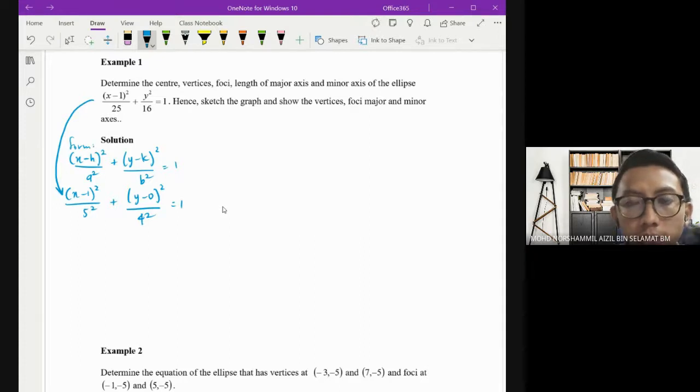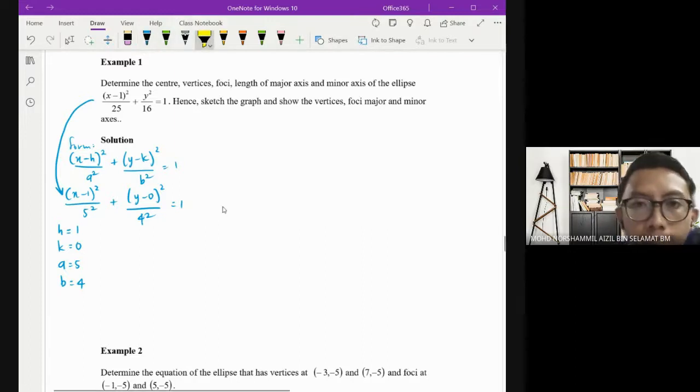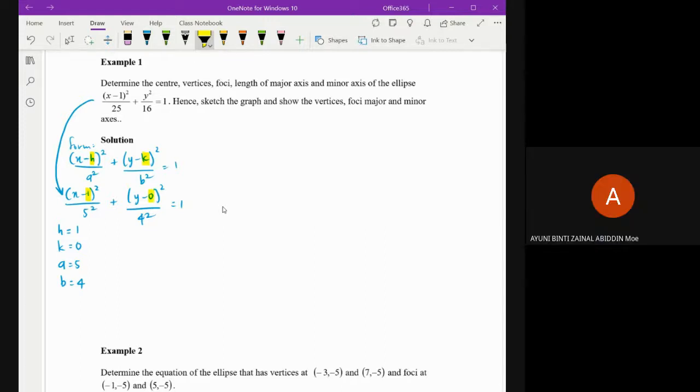Okay, so let's compare. We need to take out H, K, A, B, C. That's it. Once you have these 5, everything can be solved. So H is 1 by using comparison. H is 1, K is 0, A 5, B 4. Is that okay guys? Boleh tak? Ni kita pakai comparison je. Okay ke? Okay, sir. Okay dah.